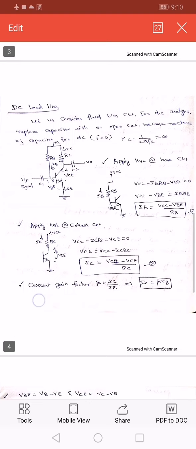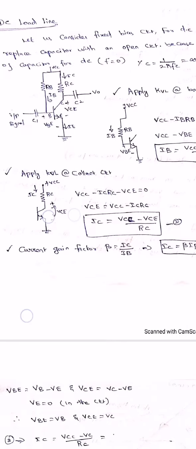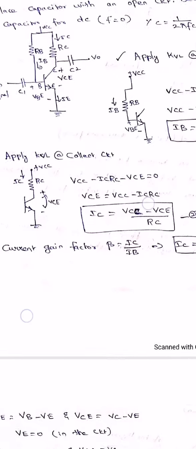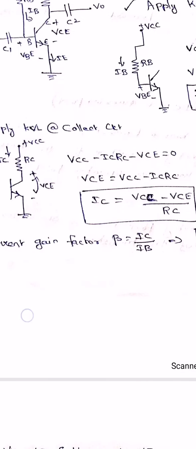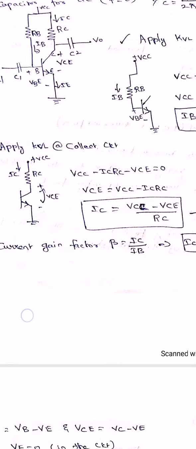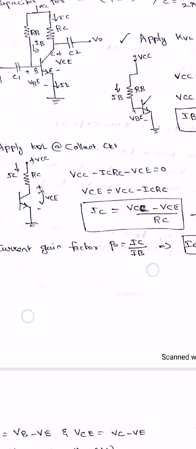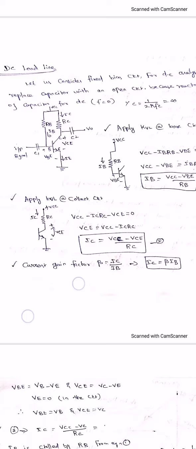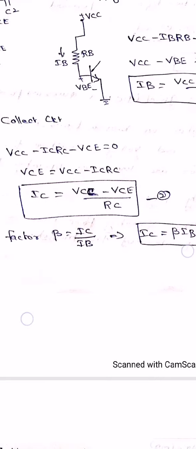From that collector circuit we again apply Kirchhoff voltage law. So VCC minus ICRC minus VCE equals 0. From that equation we find the collector current IC. So IC is equal to VCC minus VCE by RC. We know in common emitter configuration the current gain factor beta equals output current divided by input current, that is IC by IB. So from that equation, collector current IC is equal to beta into IB.